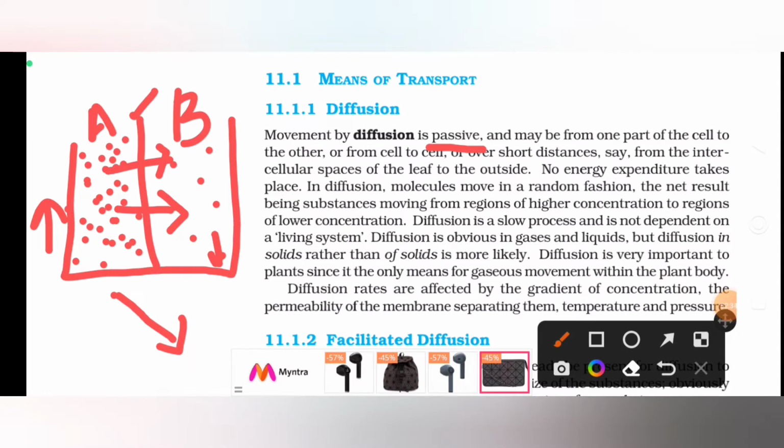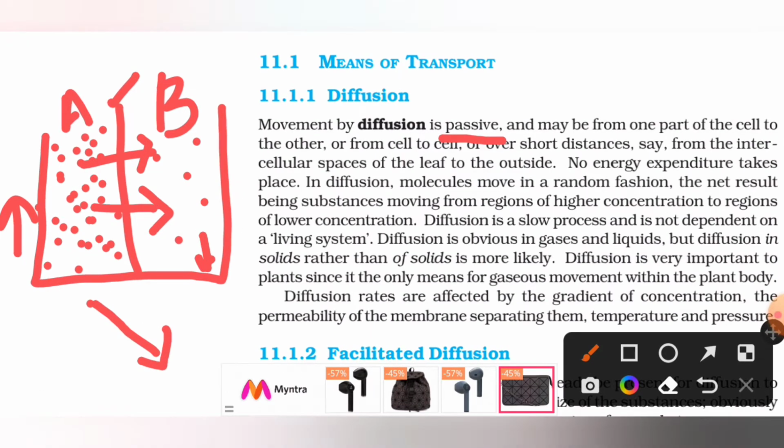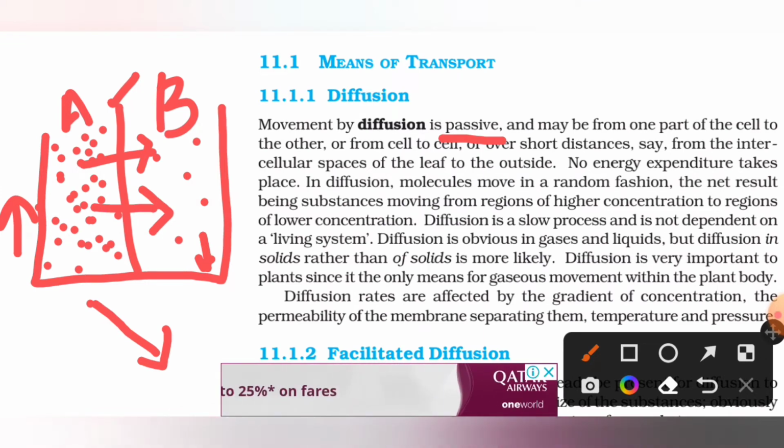This means of transport doesn't require any energy, so we can say it is independent of all other living systems. It does not depend on any other movement or any other living system for its movement. When the particles move from high concentration to low concentration, that doesn't depend on other particles, right?